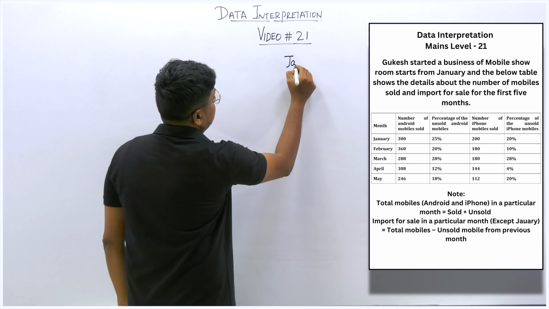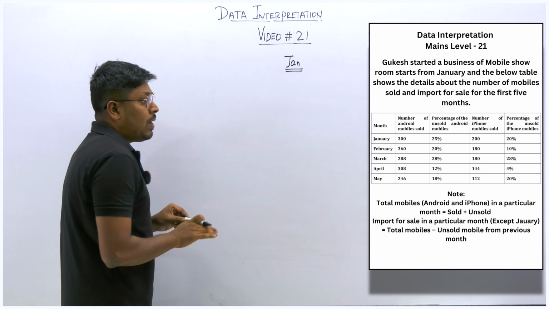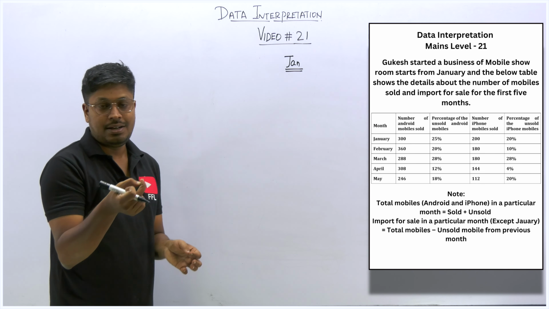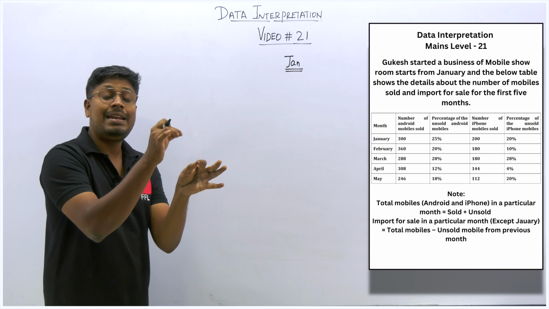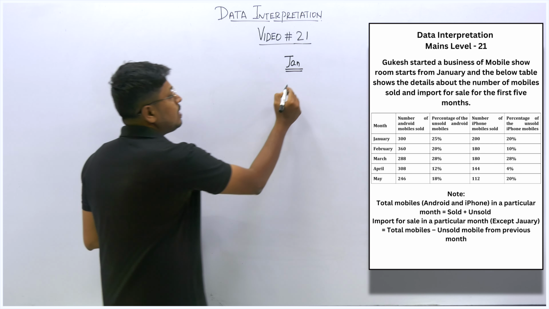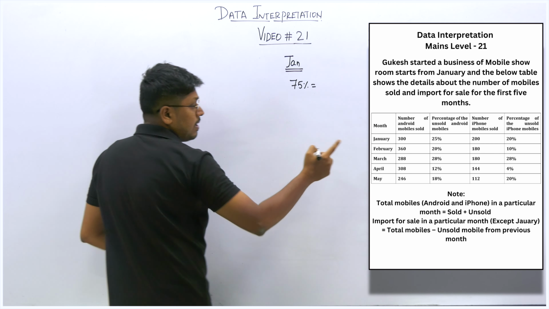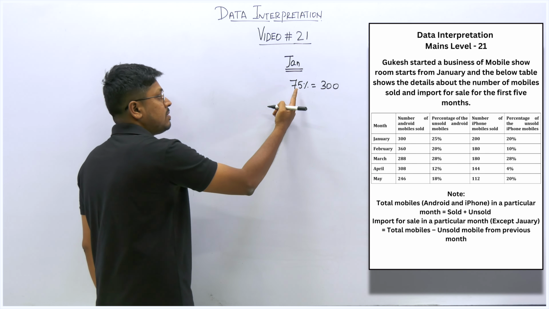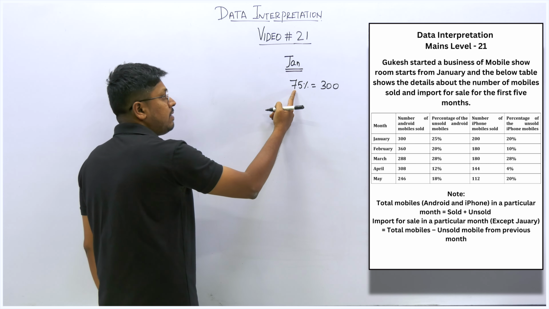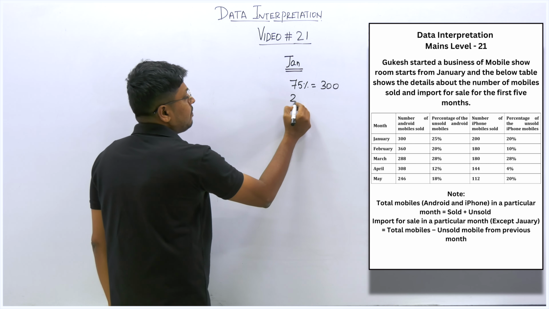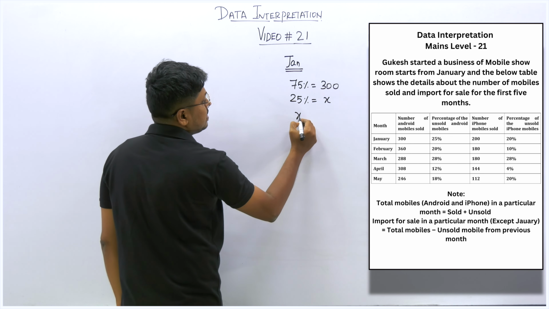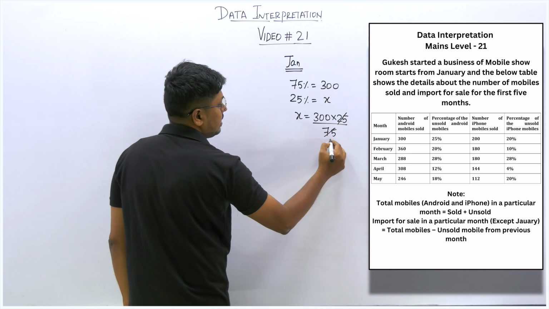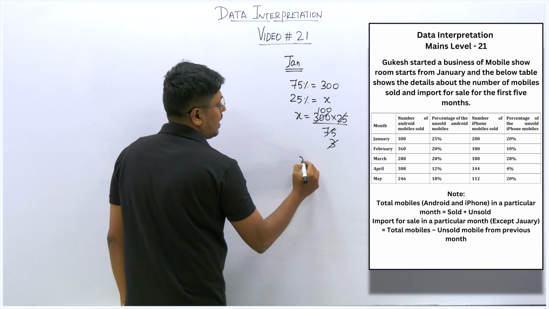So January month. What have they given us? Unsold mobile is how much? 25%. So 25% is unsold. If 25% is unsold, then the remaining 75% will be sold. We know the sold number has been given, which is 300. So this value is directly given in the chart. So 75% is equal to 300. Then we can find the total unsold, X. So X is equal to 300 into 25 divided by 75. Cancel it 3 times, cancel it 100. So X is equal to 100.